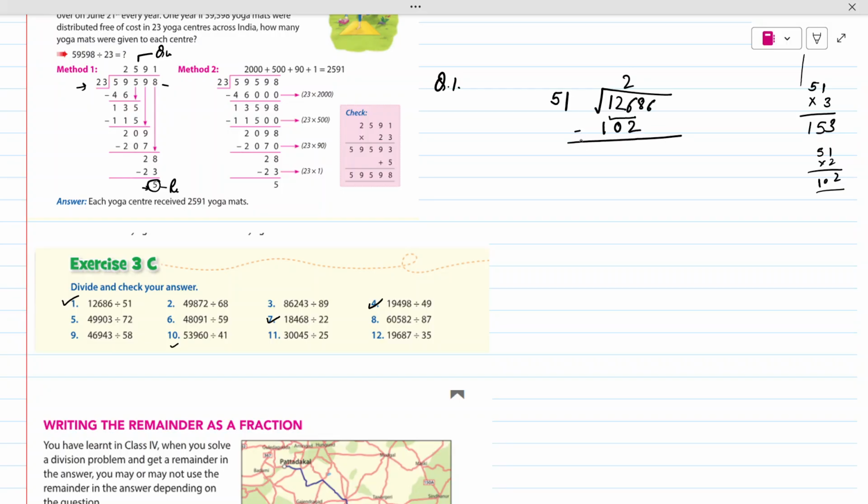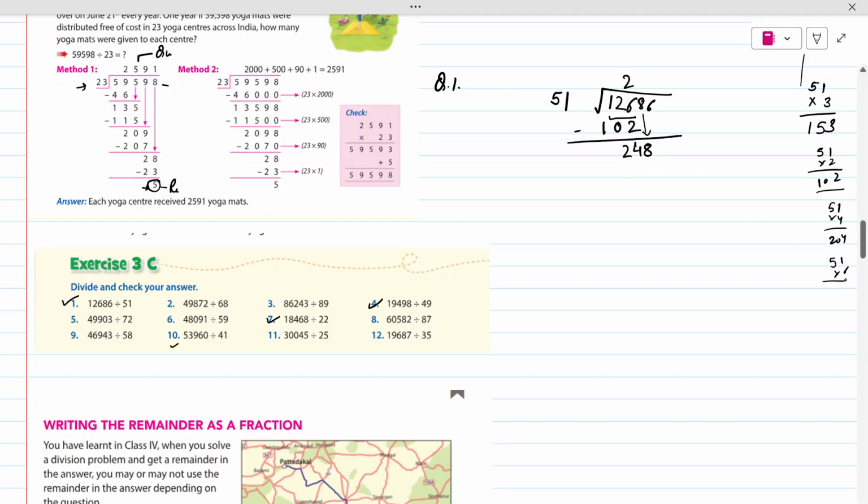And now what are we going to do? Subtraction. 6 minus 2 is 4, 12 minus 10 is 2, so 24. And next we have to take 8 down. So now we have to divide 248 by 51. With 3 we have tried. Let us try with 4. It will give us 204, and 204 is less than this.